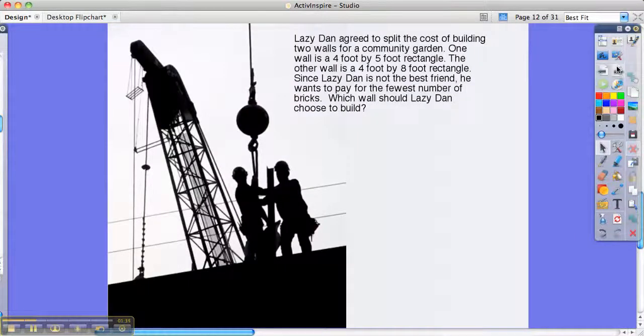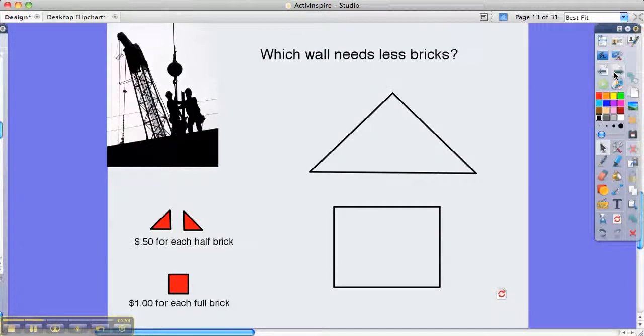This next one is another story problem about Lazy Dan, who needs to either build a wall that is a rectangle 4 feet by 5 feet, or a wall that is a 4 feet by 5 feet triangle. And apparently I have a typo here. Pretend that says triangle. So the question is, which one uses fewer bricks?